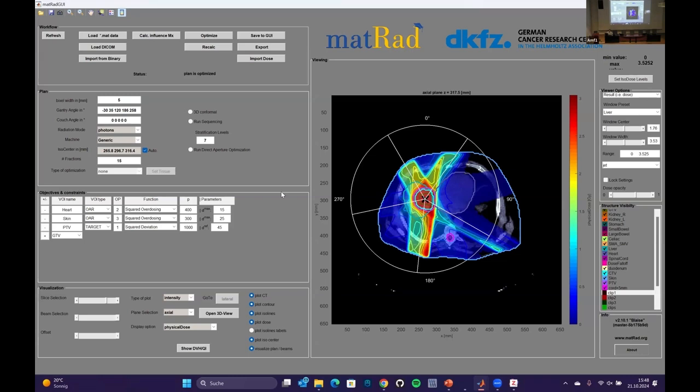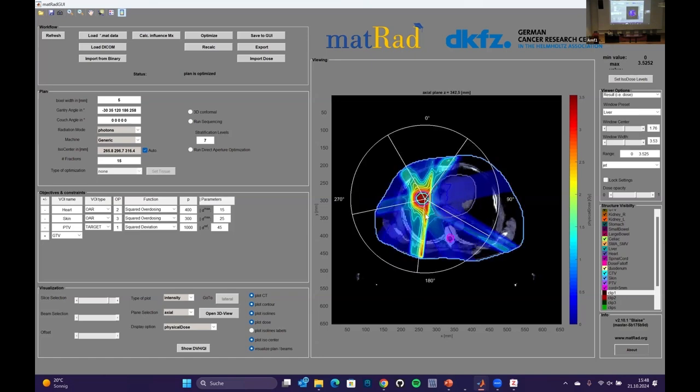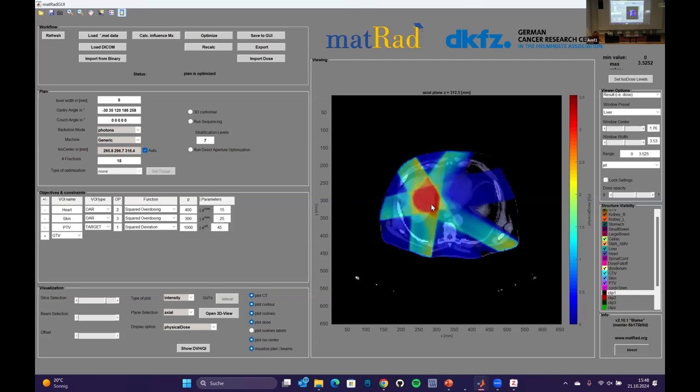Okay, so that's about the photons. Let's now do the same thing with protons. Let's switch to the protons again and think about two good angles. Here we finally have some geometry where it makes sense to think about angles. You have two dominating organs at risk here, I would say. One is definitely the heart. Very annoying, because it has this interface here with the tumor.